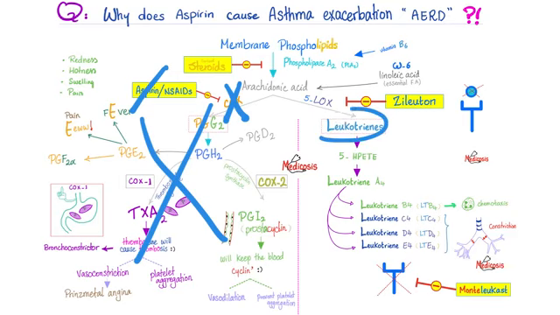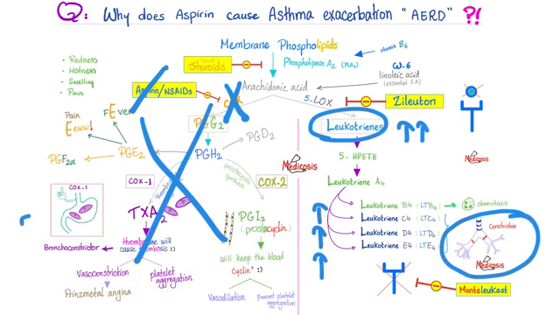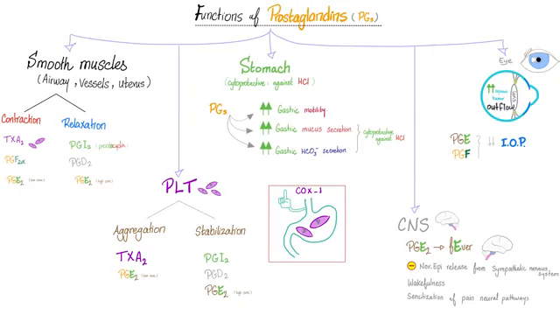Now you'll end up with lots and lots of leukotrienes, including leukotriene C4, leukotriene D4, and leukotriene E4. All of them tend to cause bronchoconstriction, which makes the life of an asthma patient hell. See, medicine makes so much sense once you understand what the flip you're talking about. So what are the functions of these prostaglandins?